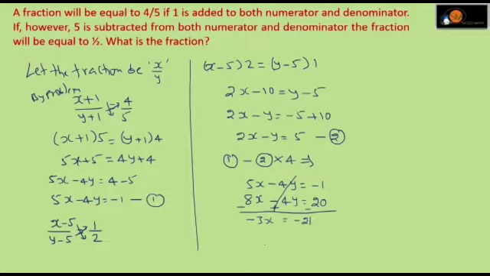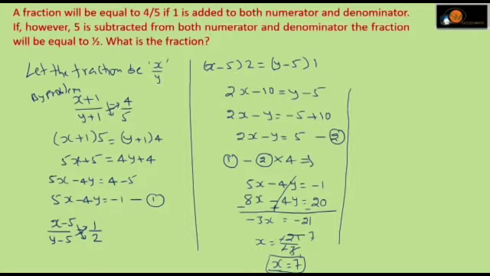Minus 3x is equal to minus 21. Therefore, x is equal to minus 21 by minus 3. Minus minus get cancelled. 3 ones are, 3 sevens are. Therefore, x is equal to 7. We got one value, x is equal to 7. Now, from either equation, second or first, you can find y value.